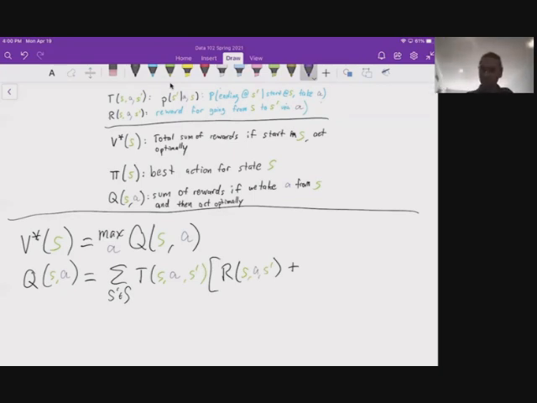Well, how do we measure that? I don't want to write another sum, but that's really just V, right? If we're in S prime, we can measure the goodness of being in S prime using V star of S prime. And now we're almost done, right?